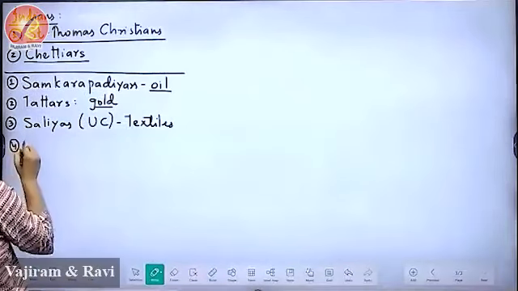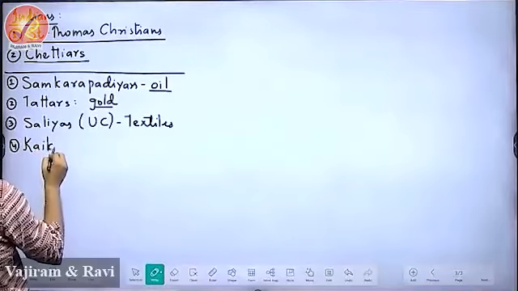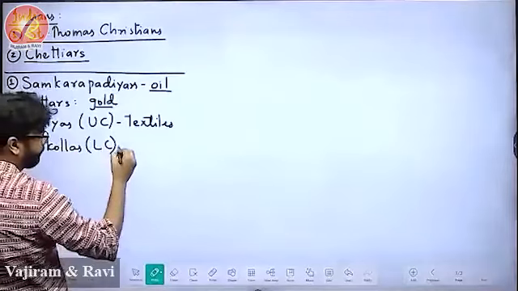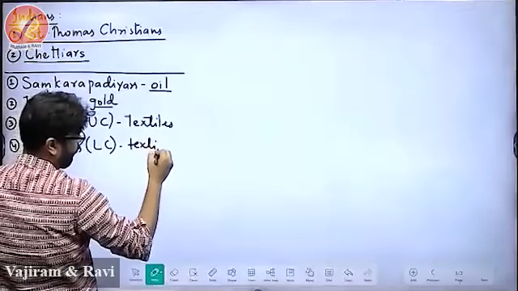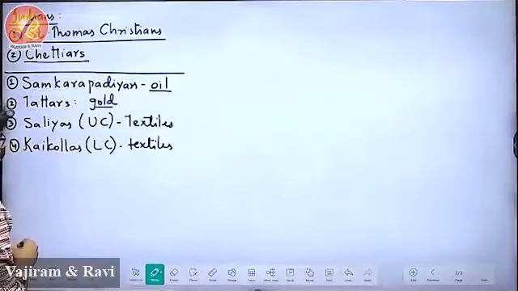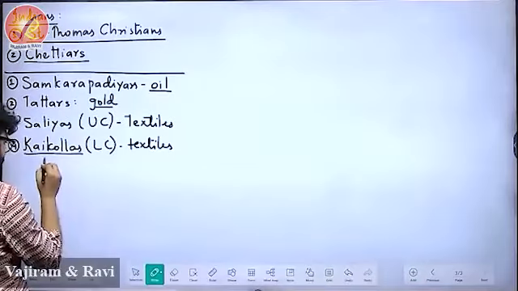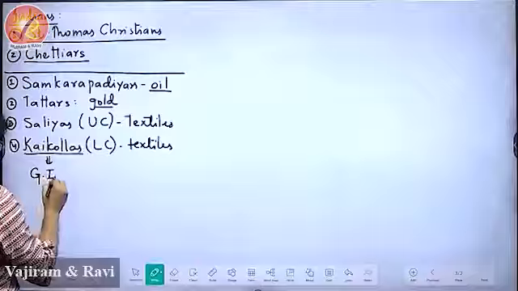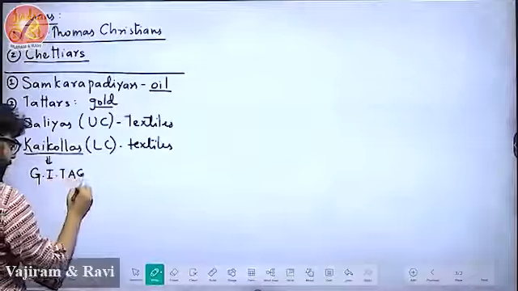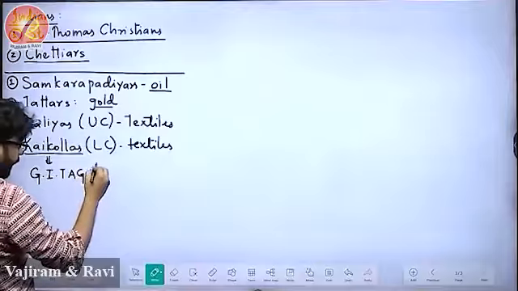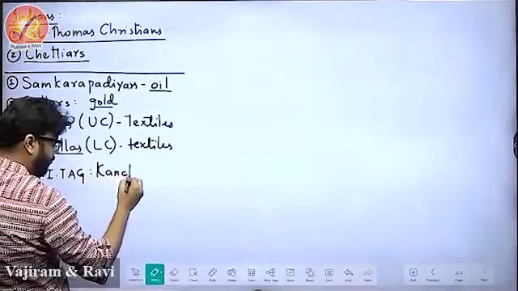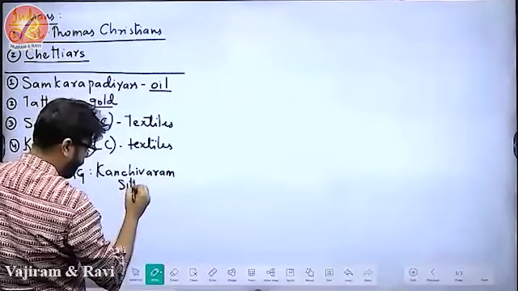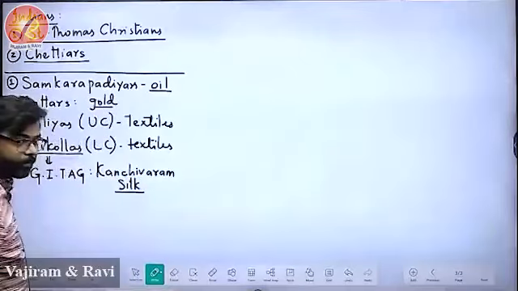Number four are the Kaikolas. They are lower caste, LC. They are also involved in textiles. But what is so brilliant about Kaikolas is the government of India has ensured that these people get a GI tag. They are the only ones who can produce Kanchipuram silk. Nobody else can produce it, only these people.